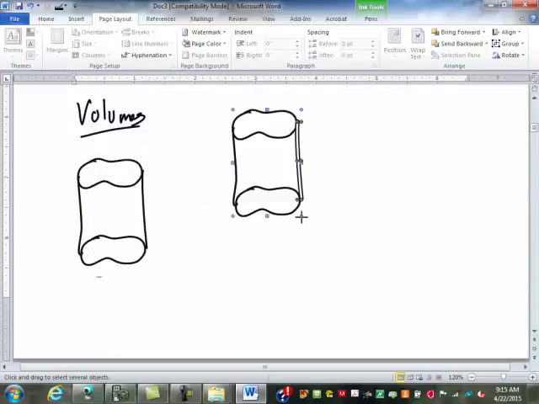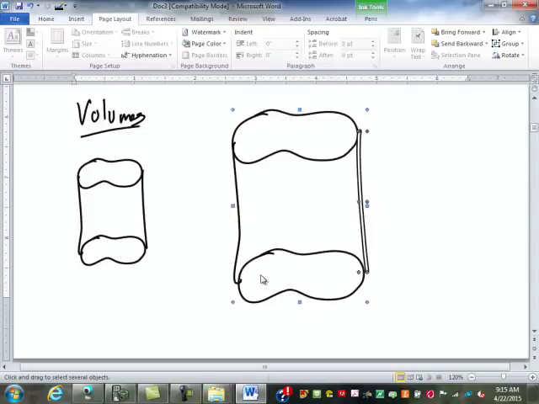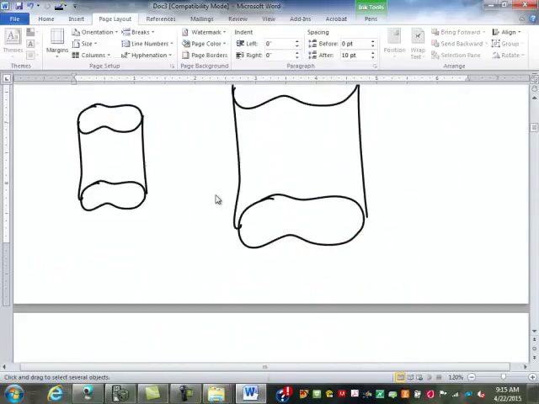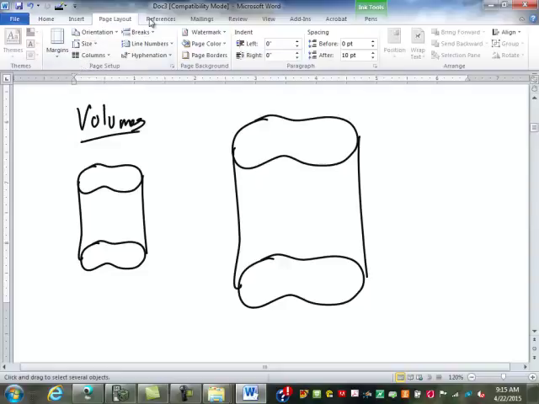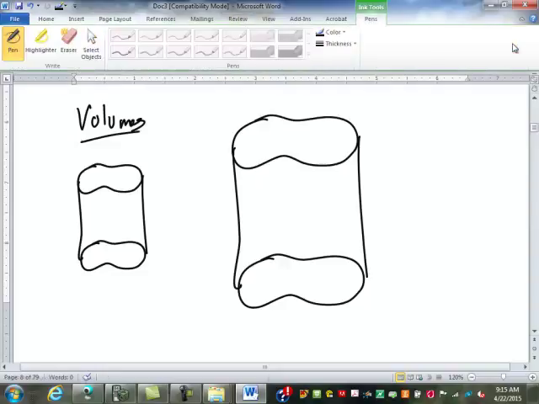What's that? It's just a word. Yep. But it's got the ink tools installed with it. What's that? No, the whiteboard? Yeah, it is.